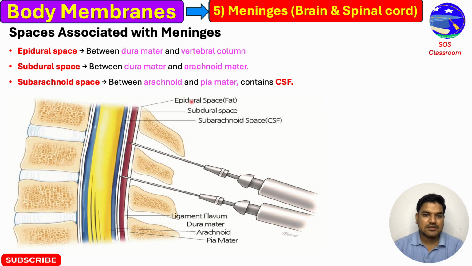You can see this is the epidural space, subdural space between the dura mater and arachnoid mater, and subarachnoid space between the arachnoid and pia mater, where the fluid CSF is present. You can see there are different types of anesthetic drugs inserted into the subdural spaces, epidural spaces, or inside the CSF. These are the ligamentum flavum, dura mater, arachnoid and pia mater. These are the structures of the spinal cord.